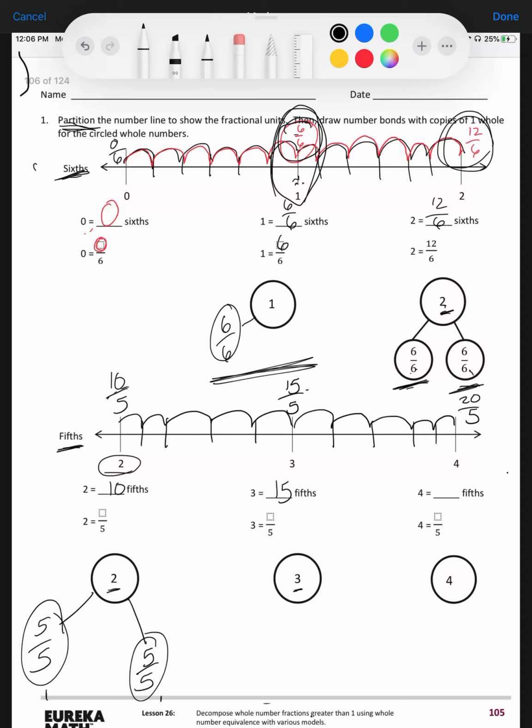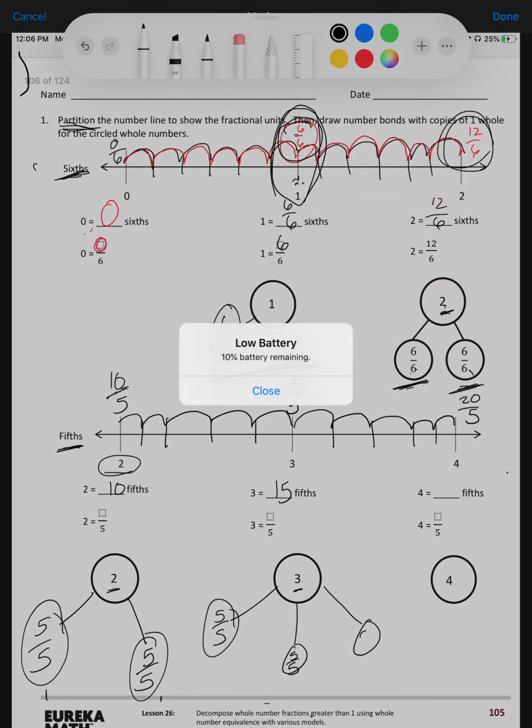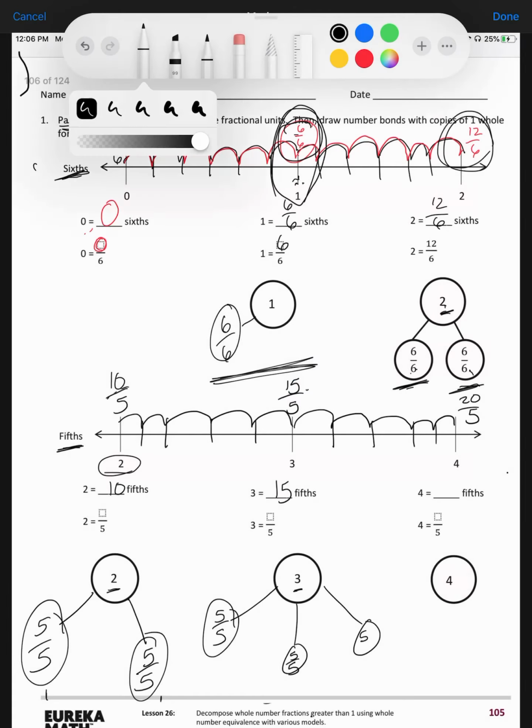We have 3. Our whole number is 3 here, so we're going to have 3 wholes. So a whole, in this case, because we're using fifths, is 5/5. 5/5. 5/5. 5/5.